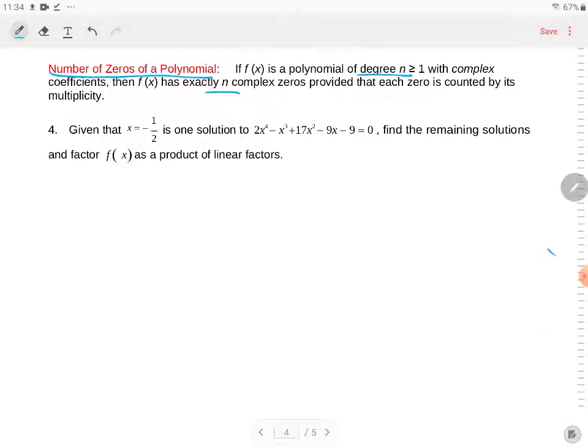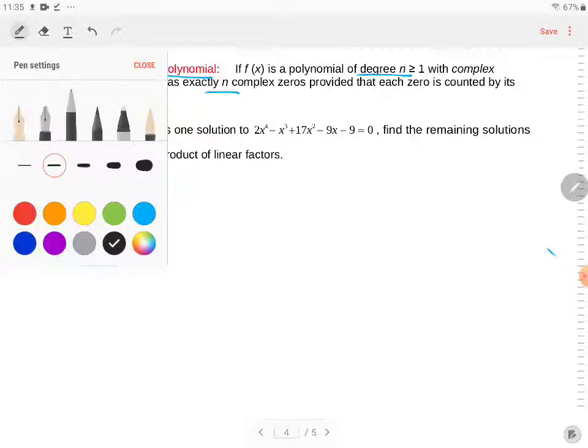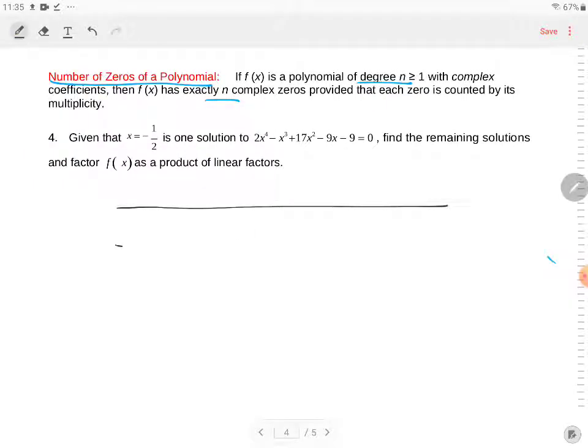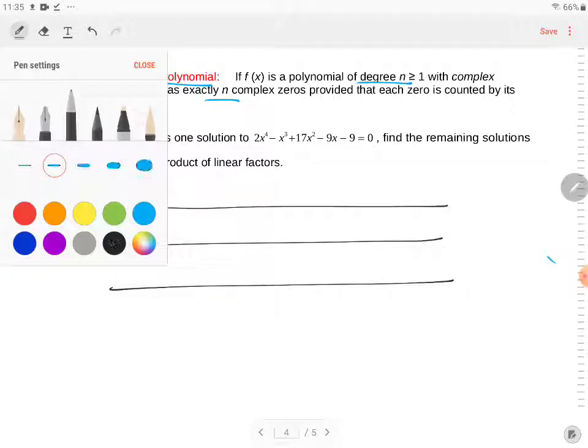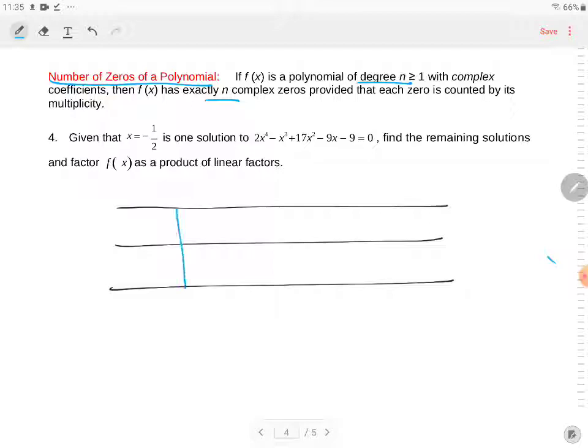So number 4. Given this is a solution, so I'm telling you negative 1/2 is a solution, find the remaining solutions and write it as a factor. So we're going to find the remaining solutions and we will write our answer in factored form. Okay, so notice again, it's x to the 4th. I know I'm going to do 2 synthetic division problems unless I can factor. So let's look at the fraction, negative 1/2.